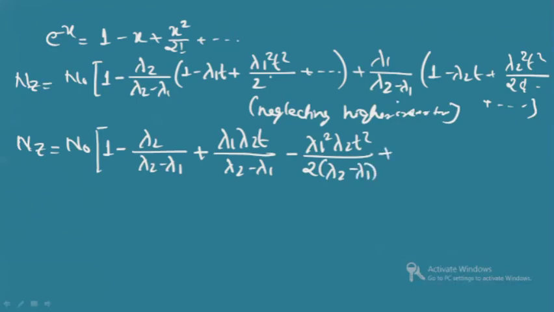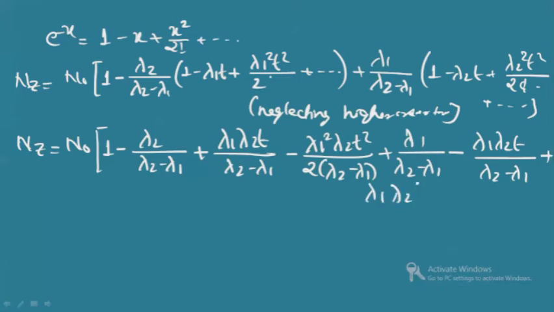Alright. Plus, here you will get what? Lambda 1 divided by what? Lambda 2 minus lambda 1, plus a minus minus lambda 1 lambda 2 t divided by what? Lambda 2 minus lambda 1. And the last term is plus. Here you will get what? Lambda 1 lambda 2 square t square divided by what? 2 lambda 2 minus lambda 1.